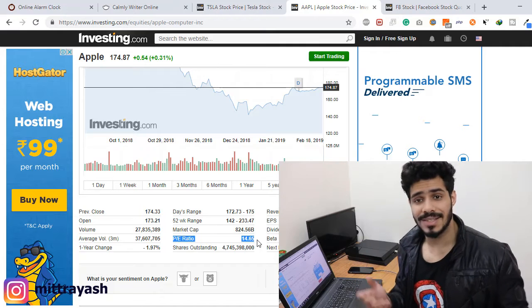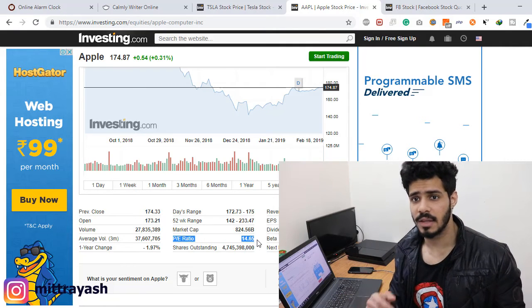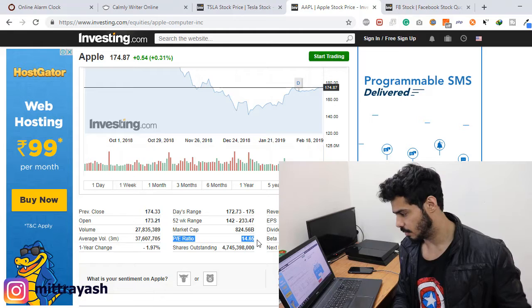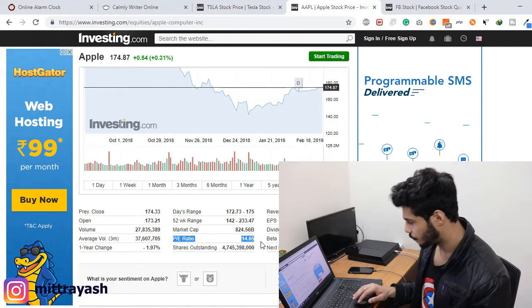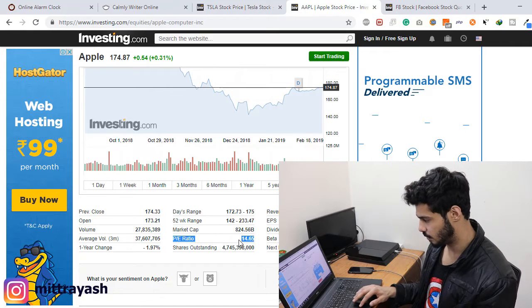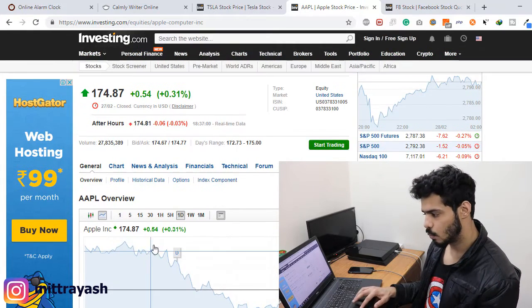And some people don't even understand what's going on. They're just throwing their money in the market, and you already know they're going to waste their money and anyone else's that they put into the market. Anyway, so the PE ratio in this case is 14.65, and the price is $174.